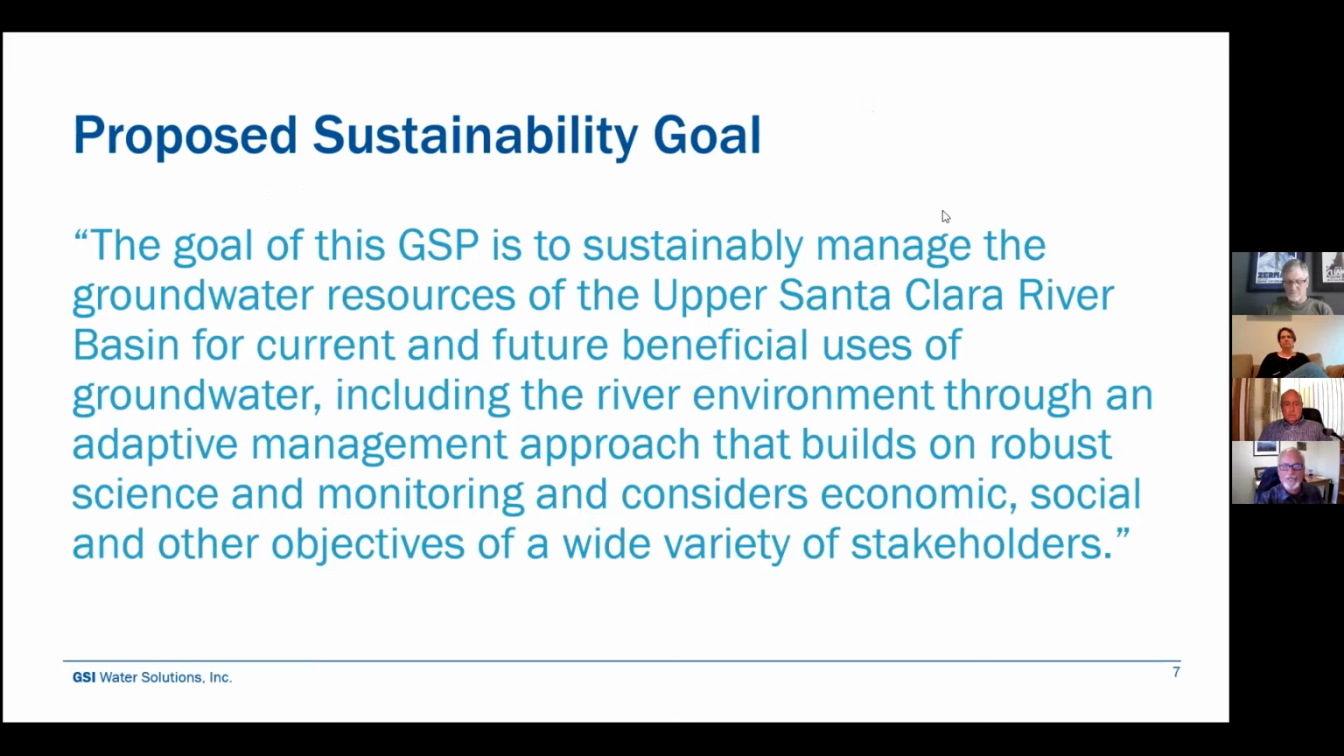I'm not going to read all of this, but basically, this is a required element, proposing a sustainability goal, which is to manage the groundwater resources in the basin for current and future beneficial uses of groundwater, including the river environment. Through adaptive management, it builds on robust science monitoring, and it considers economic, social, and other objectives for a wide variety of stakeholders. Again, if there's input on this that you think that you'd like to see, we're very open to hear about it. This is kind of where we are right now.